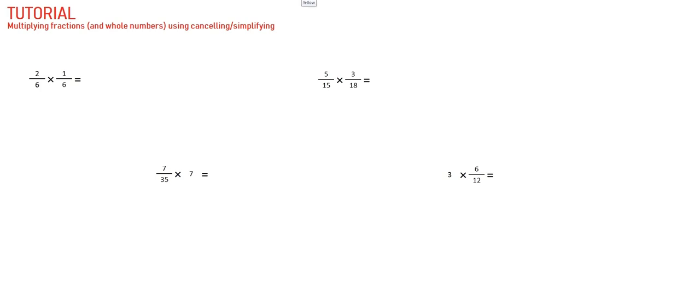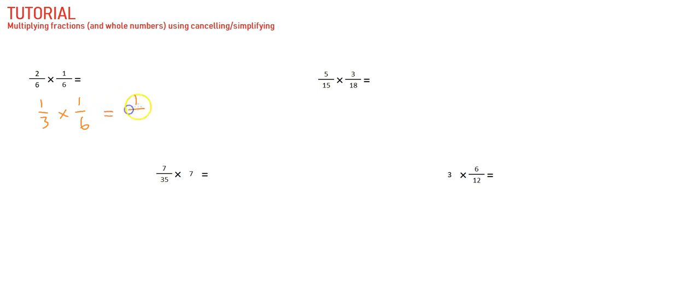Multiplying fractions, and we are going to look for opportunities to cancel and simplify and just make it a bit simpler before we get to the final answer. So for the first one, 2/6 times 1/6, well, I can immediately see an opportunity to simplify there. So instead of 2/6, I want to go for 1/3 times 1/6. So this 2/6 can be simplified down to 1/3.